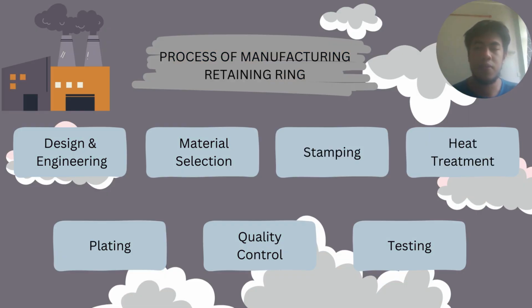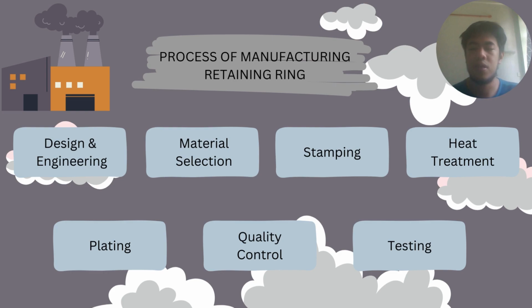For the process of manufacturing a retaining ring, first, design and engineering. Define the specifications for the retaining ring, considering factors such as material, dimension, tolerance, and intended application. For the material selection, choose a suitable material based on the specific requirements of the retaining ring, considering factors like strength, corrosion resistance, and cost.